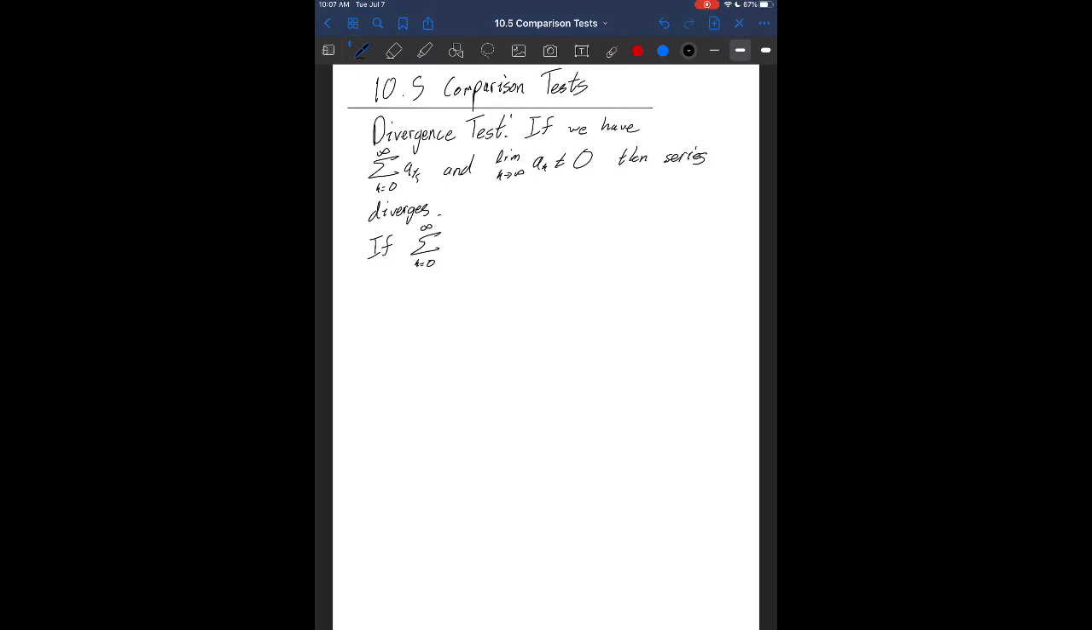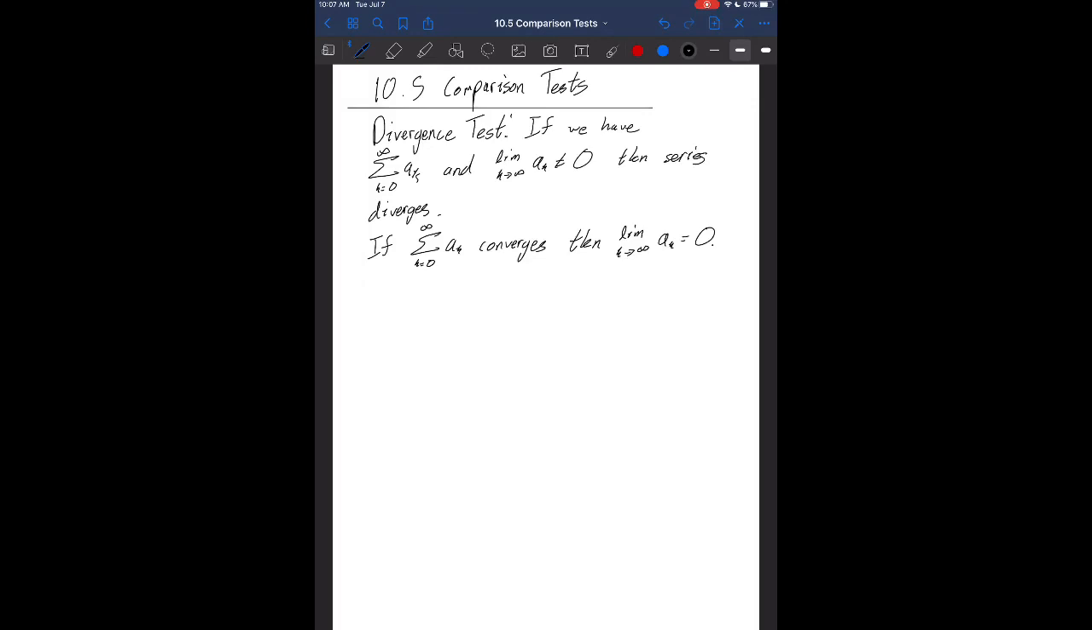The second part of this is if the sum from k equals 0 to infinity of a_k converges, then we know the limit has to be 0. The limit as k goes to infinity of a_k equals 0. If you've studied any logic or possibly any philosophy, this is what's called the contrapositive of the statement. Basically, these two statements are the same statement.